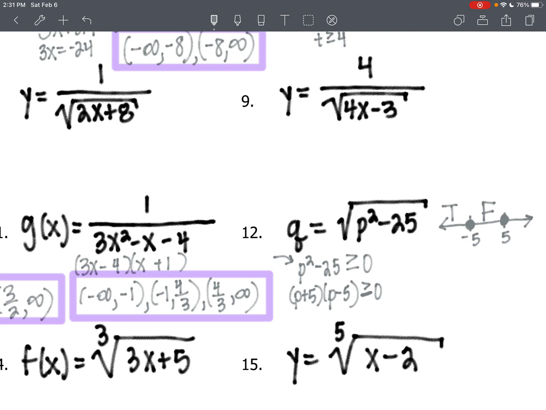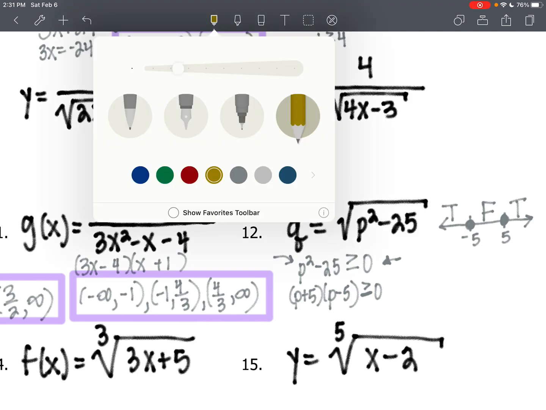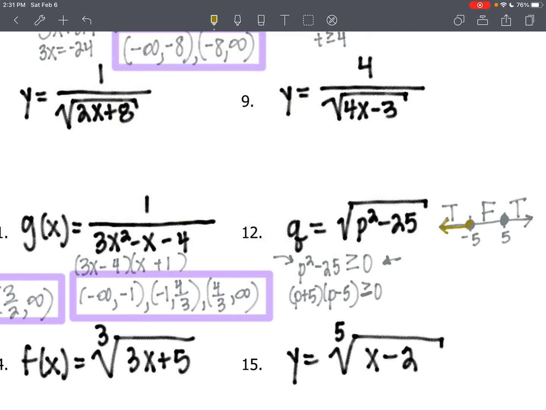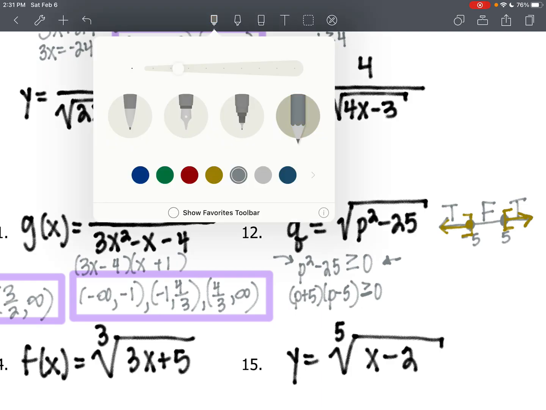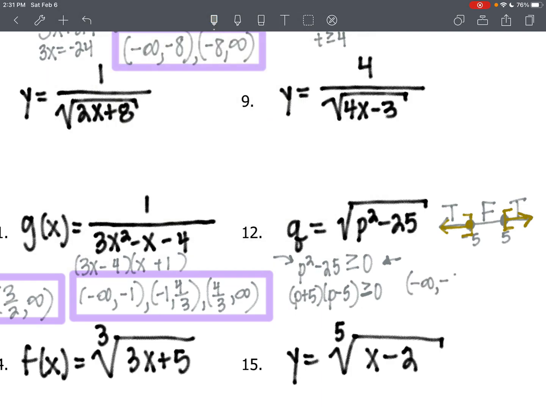And then if I put a 10 in, to p squared minus 25 is greater than 0, we're looking at this inequality right here, we get a true statement. So our answer includes 2 intervals, right, 2 intervals that are closed, negative infinity to negative 5 with a bracket, and then 5 to infinity.